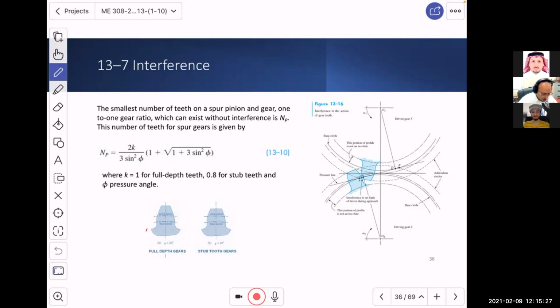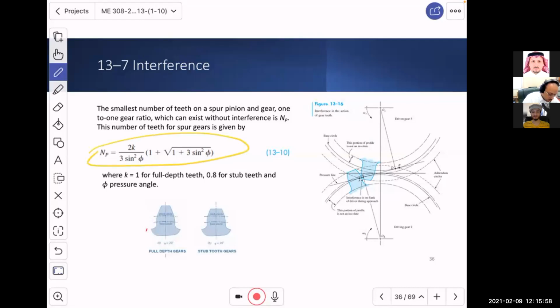And this NP is the number of teeth for that spur gear. So what is that number? We are here to tell you that in order to avoid interference, you can pick the gear with a minimum number of teeth, and that will secure that interference is not going to happen. So what is this magical number of teeth?